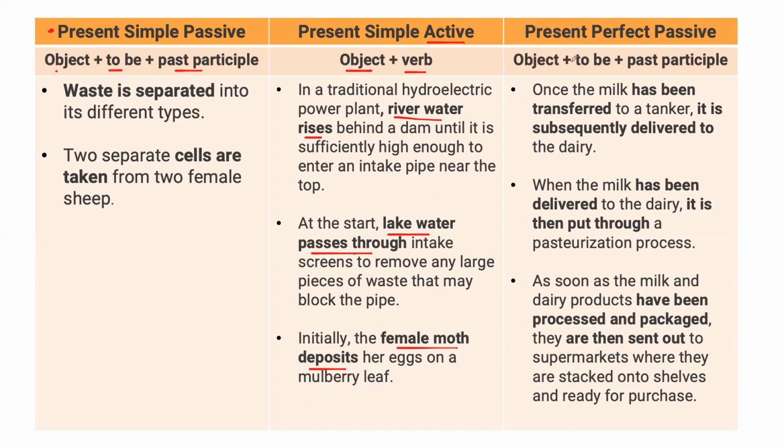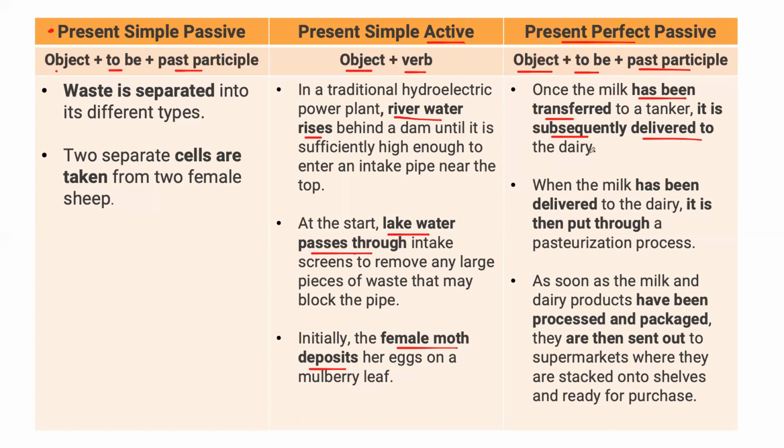Perhaps the most complex is the present perfect passive. This is object, to be, and the past participle. However, the to be must be in the present perfect. So I'll show you an example. It says, once the milk has been transferred to a tanker, it is subsequently delivered to the dairy. Since milk is third person, it is has been transferred. This would be the to be in the present perfect form.